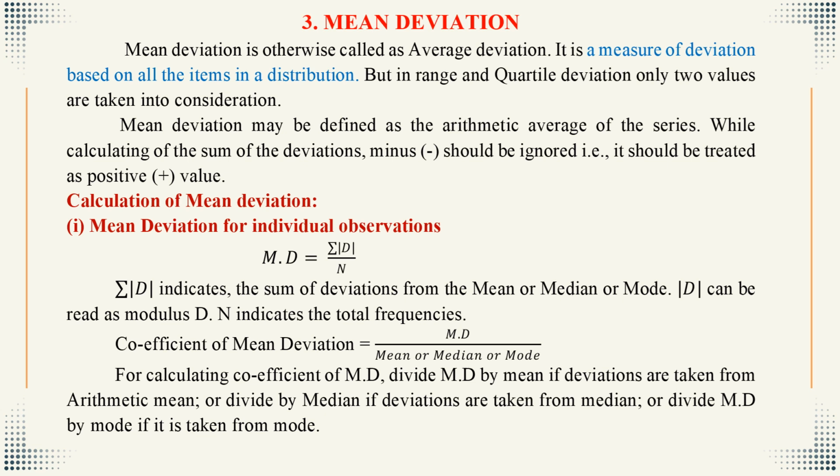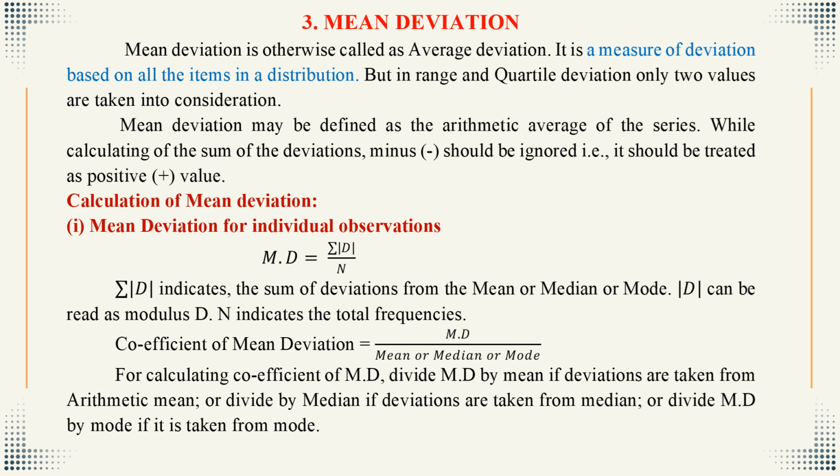Calculation of mean deviation. Mean deviation is for individual observation, so 3 kinds: individual observation, discrete series, and continuous series. Discrete series means frequency is there. Continuous series also has frequency. Mean deviation is equal to sigma modulus d by n. Sigma modulus d indicates sum of deviations from the mean or median or mode. Commonly, deviation from the mean only. This can be read as modulus d.